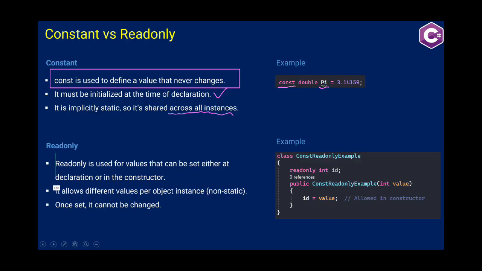And next is read-only. Read-only also looks like the constant keyword, but whenever we declare a value by using read-only, that value also will be constant. The main difference is that you can set this value in the constructor also, whereas with constant you must initialize it at the time of declaration. And it allows different values based on your instance.